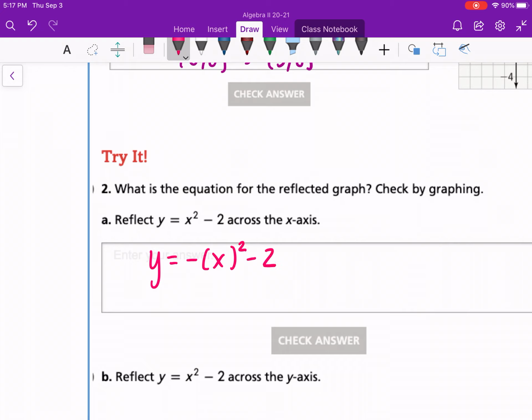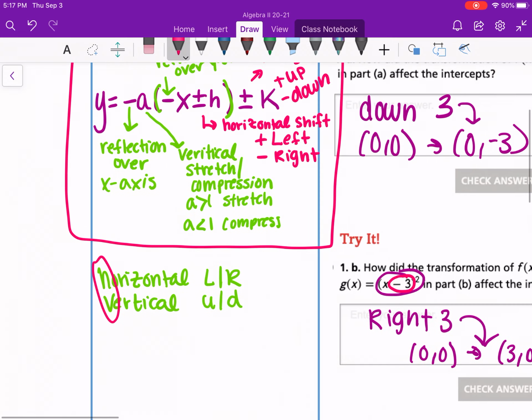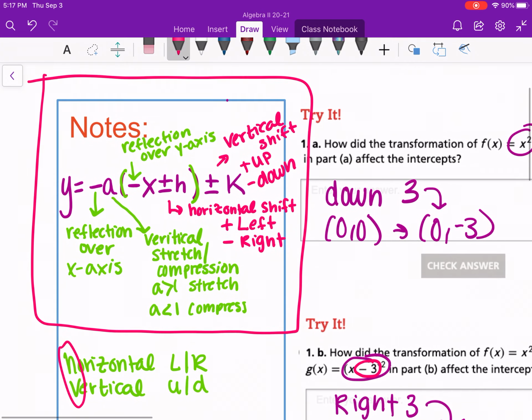And that's what's going to reflect it across the x-axis. Okay? So remember, if there's no parentheses there, because there is no left-right shift, but you still need to do something that's either inside the parentheses or outside the parentheses, you can add them yourself, okay? So remember, the parentheses will only be there if there's a left-right shift.